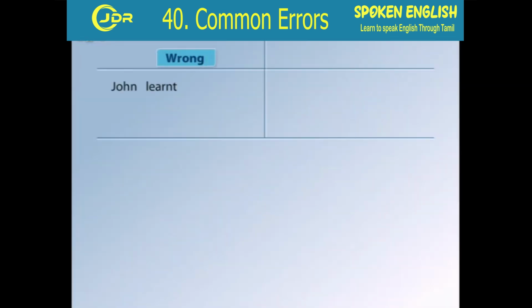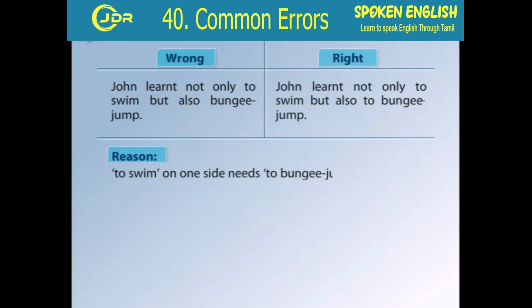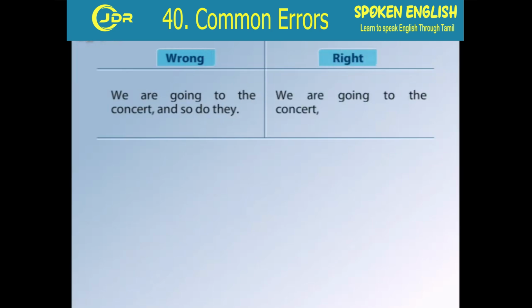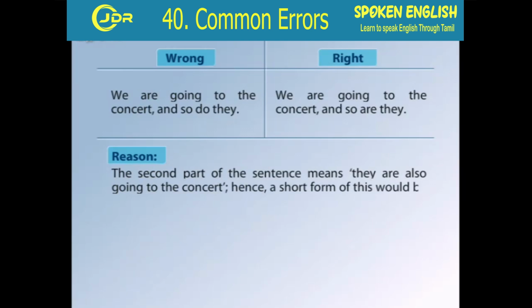Wrong: John learnt not only to swim but also bungee jump. Right: John learnt not only to swim but also to bungee jump. Reason: to swim on one side needs to bungee jump on the other side of the conjunction, not only but also. Wrong: We are going to the concert and so do they. Right: We are going to the concert and so are they. Reason: the second part of the sentence means they are also going to the concert. Hence, a short form of this would be, so are they.